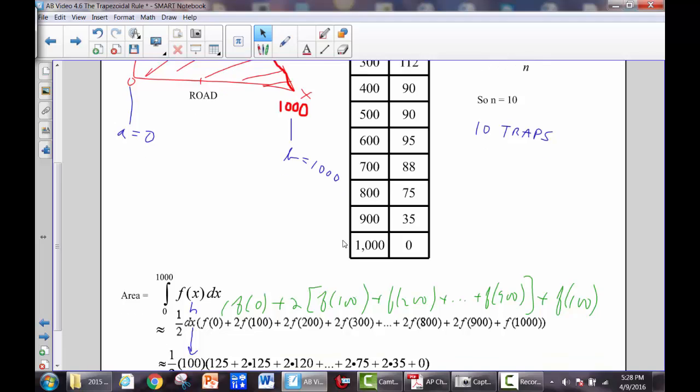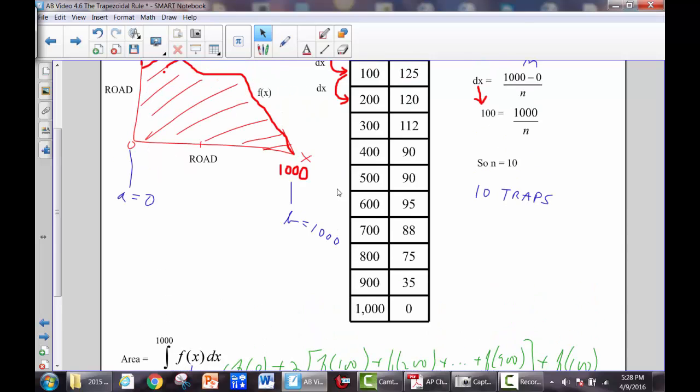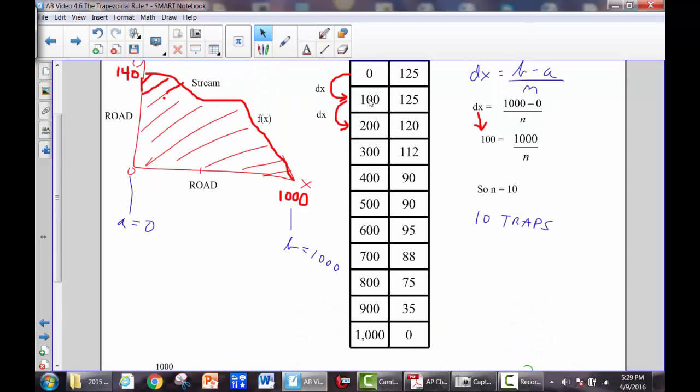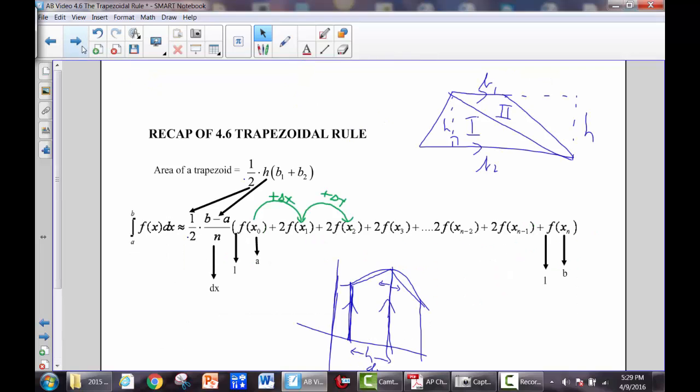Okay, so what happens is the area will equal the integral from 0 to 1,000 of f of x dx, but that, using the trapezoidal rule, is approximately equal to 1/2 the height, which is delta x, which is our 100, times f of 0 plus 2 times f of 100 plus 2 times f of 200. Basically, these are the x values you're using. 1 times f of 0, 2 times f of 100, plus 2 times f of 200, etc., plus 2 times f of 800, plus 2 times f of 900, plus 1 times f of 1,000. And of course, you have the values of f of each one of these. You just pull them out of the table, and you'll get 89,250 square meters.